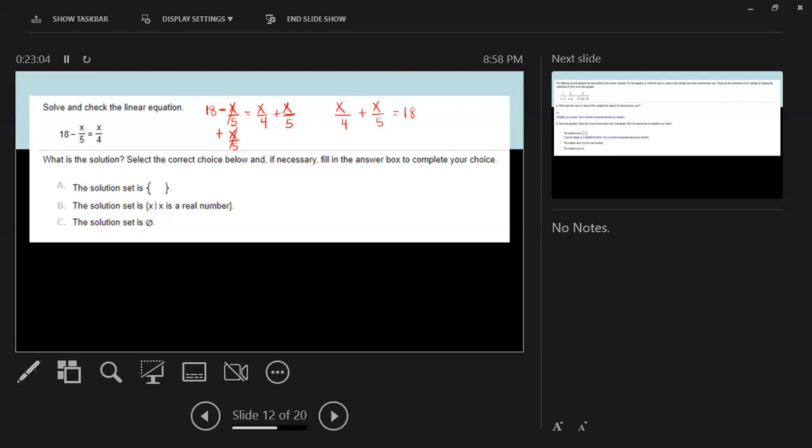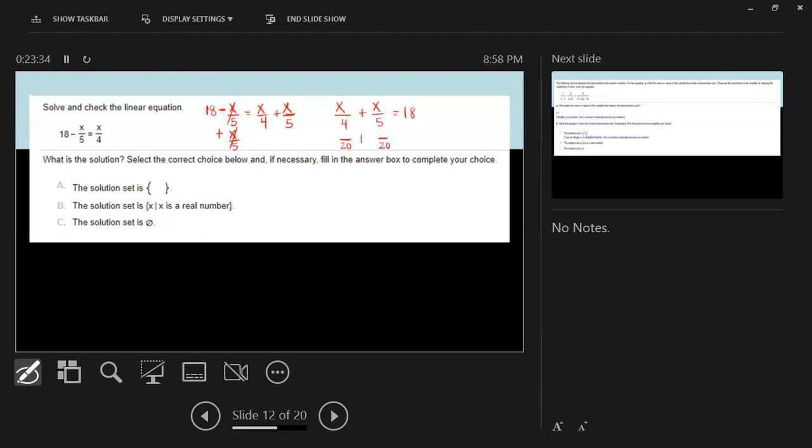Now that I have the x's on the same side, I see that I'm adding fractions. So that means I need a common denominator. So what is the common denominator between 4 and 5? Those numbers are consecutive numbers, which means that they're one after the other, like if I count 1, 2, 3, 4, 5, consecutive numbers. And when you have consecutive numbers, to get the common denominator, you just multiply them together. So 4 times 5 is 20. So 20 is my common denominator.